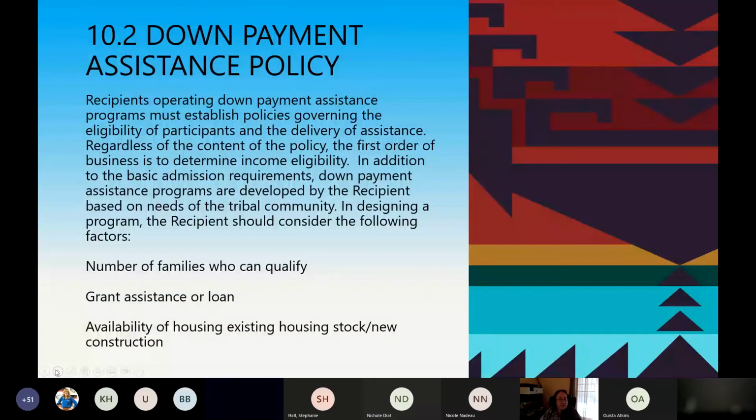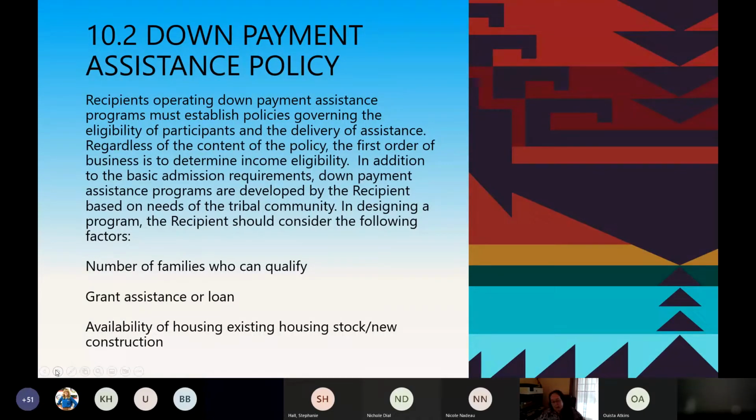Your down payment assistance. Recipients operating down payment assistance programs have to establish policies governing the eligibility of your participants and the delivery of assistance. Regardless of the content of the policy, the first order is to determine income eligibility. In addition to the basic admission requirements, down payment assistance programs are developed by you as a recipient based on the needs of your tribal community.